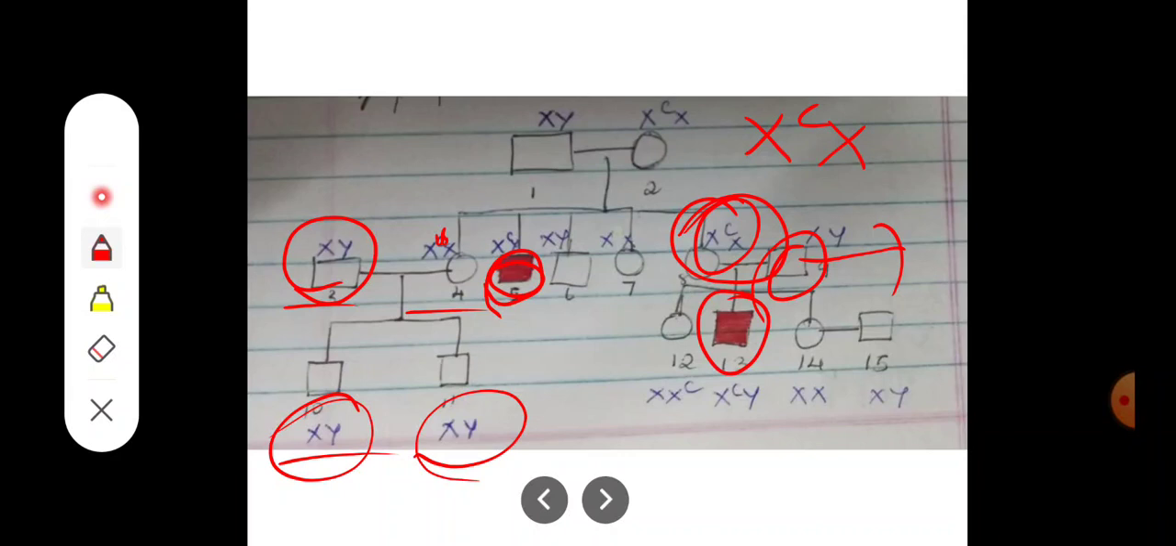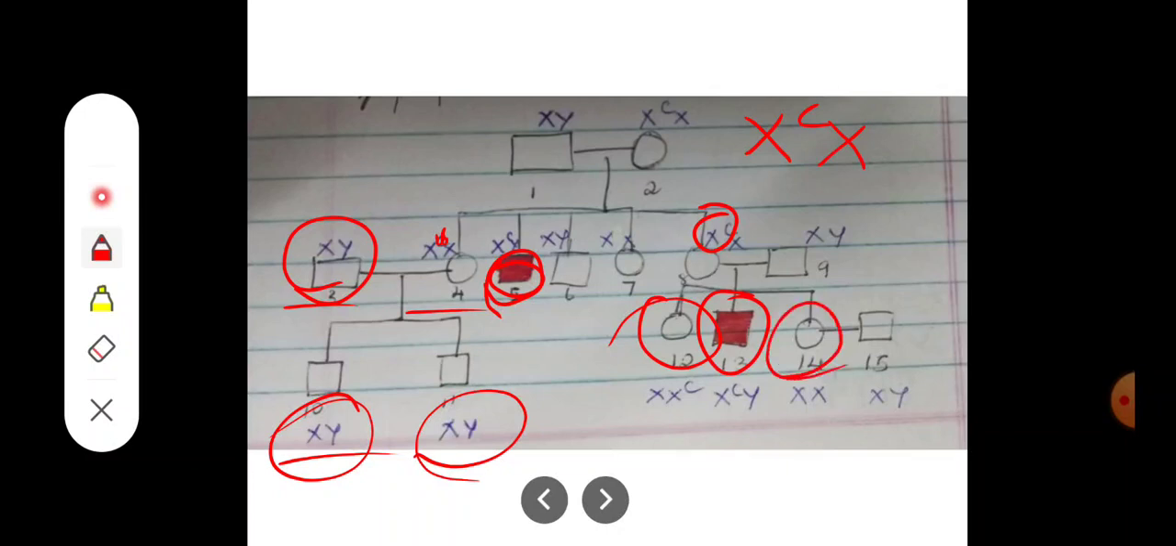it is not shaded, so it means that his genotype is XY and the mother's genotype will be XC and X, right? So only due to the transmission of this XC to the male child we can understand he has become a diseased person. Okay, and the 12th person, she is not affected by disease, so she should be a carrier, right? And the 14th person, again she is not affected by the disease, so it should be X and X.